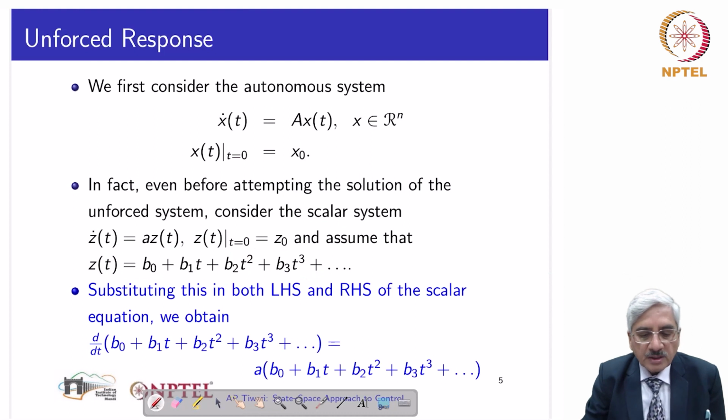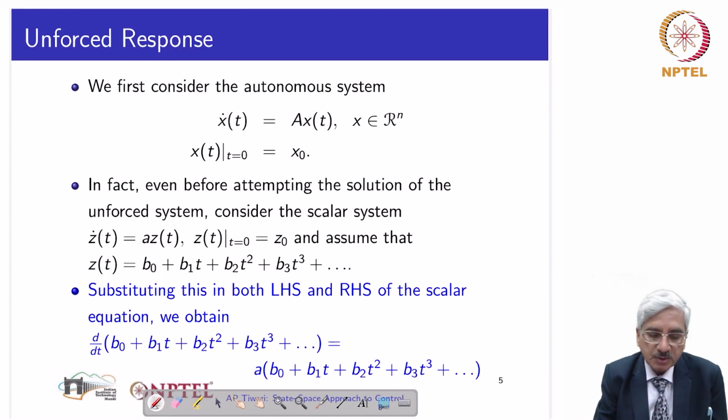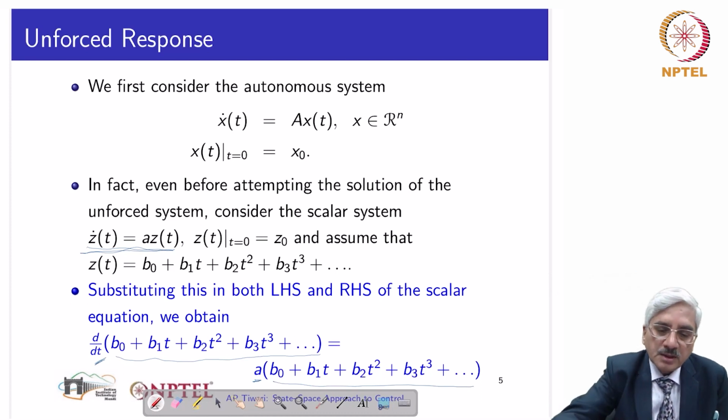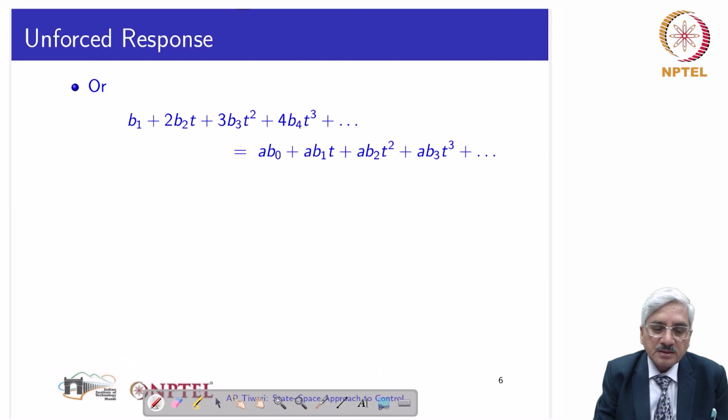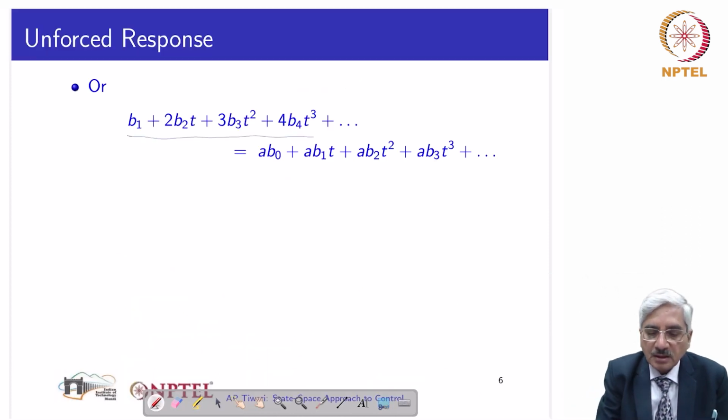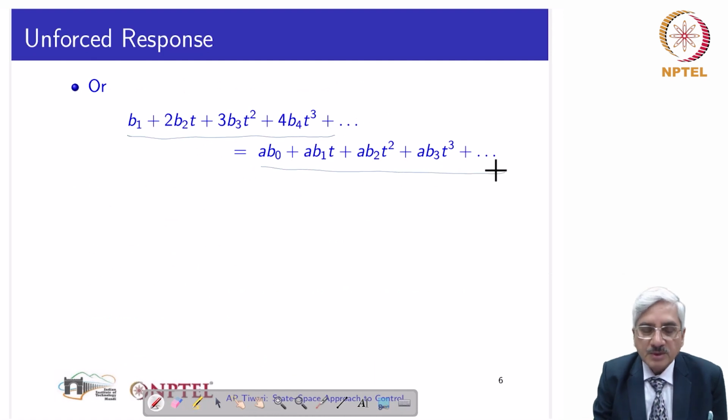So we substitute this form of solution in the expression z dot equal to az. On the left hand side we will have the derivative with respect to time of b0 plus b1 t, etc., and on the right hand side we have a multiplied by this assumed form of solution of z, a into b0 plus b1 t, etc. Now this gives an expression in which the derivatives on the left hand side are d/dt of b0 which is 0, d/dt of b1 t which will be b1, d/dt of b2 t square which will be 2 b2 t, etc. So this is written here on the left, and this is what comes on the right.